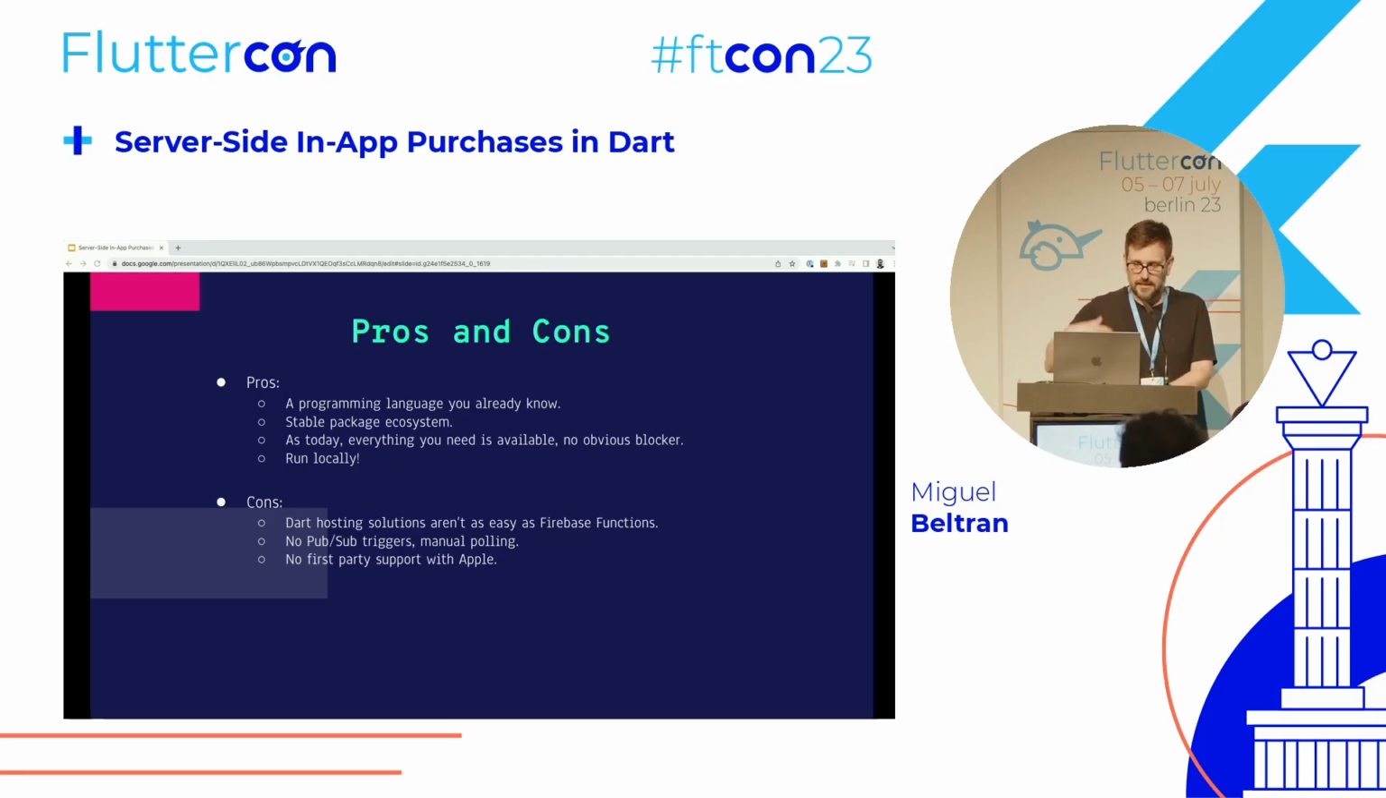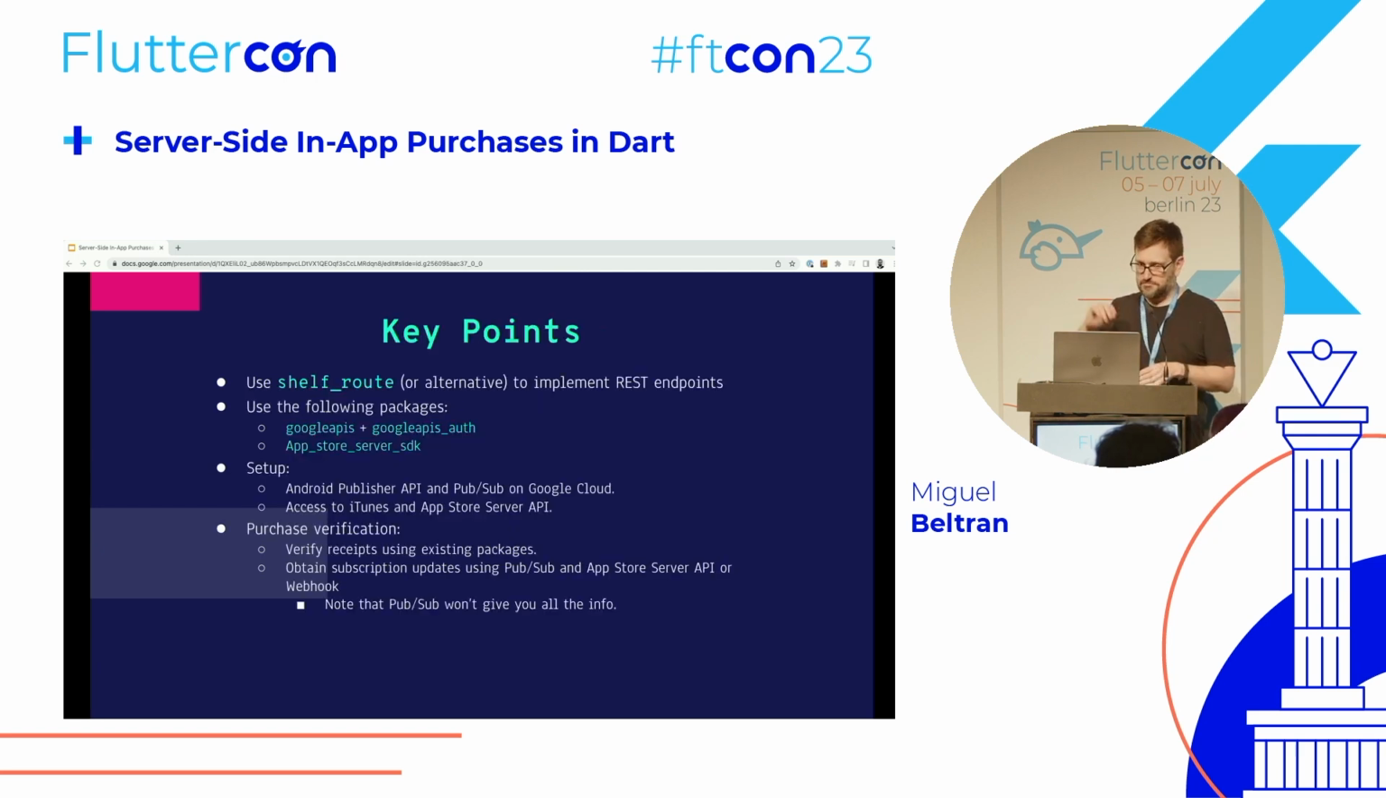Problems I have seen: hosting Dart is not as obvious as, for example, creating Firebase functions to do this task and then just deploying them. I also found out that you cannot have asynchronous PubSub triggers, which is something that you can have with Firebase functions. In this case, you can have Firebase functions that are called when you get a PubSub event. Here, you have to do manual polling. And as well, you don't get first-party support with Apple, but I guess you don't get it anywhere else anyway.